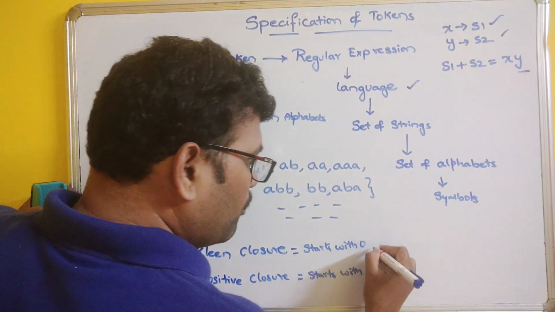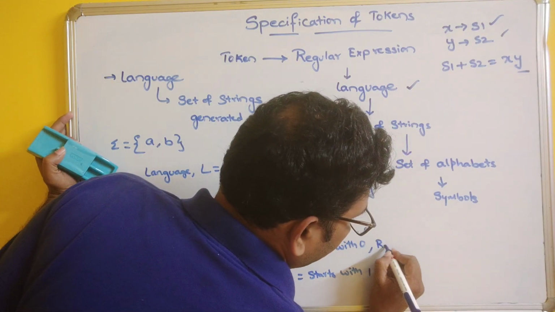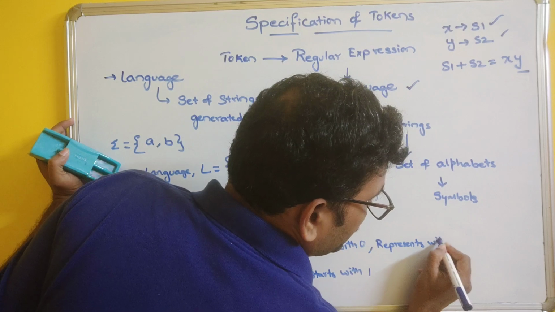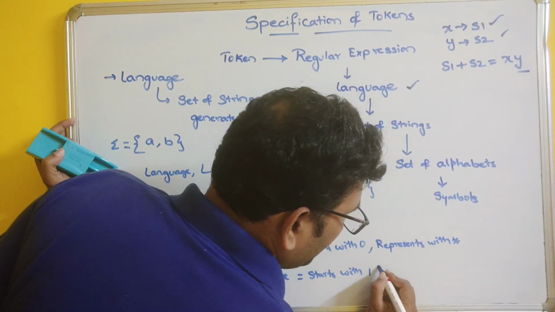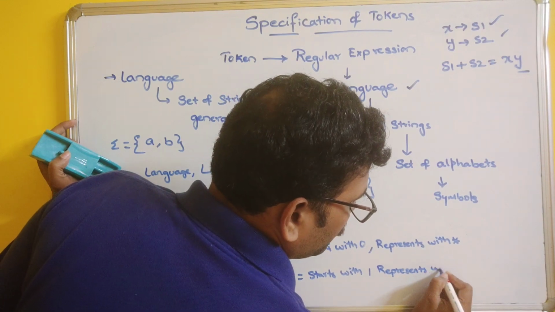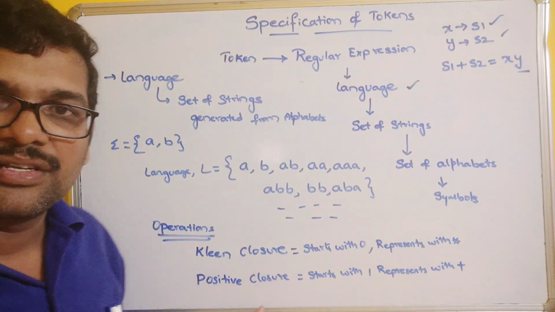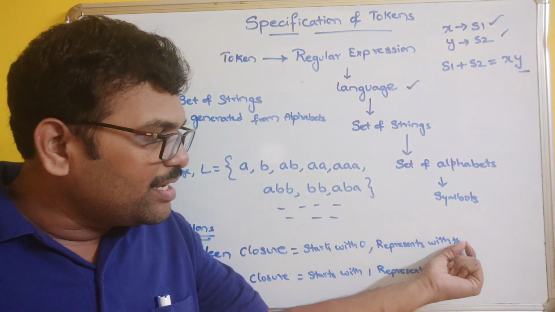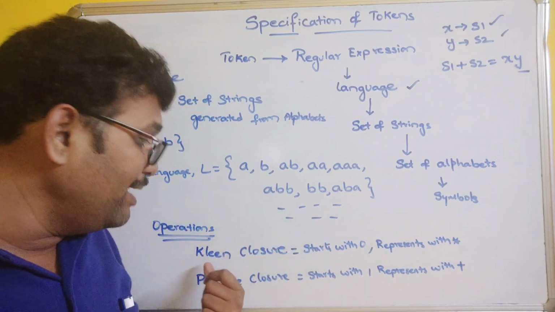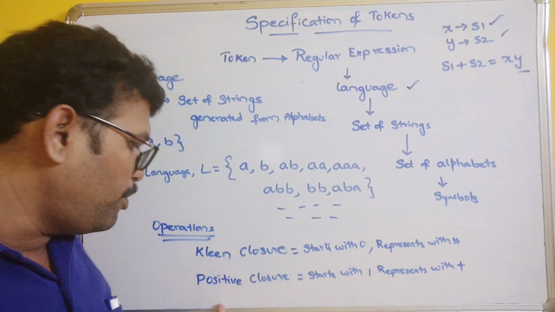One more difference: one represents with a star, and the other represents with a plus. So make a difference. If it has a star, then it is called a clean closure, and if it has a plus, we call it a positive closure.